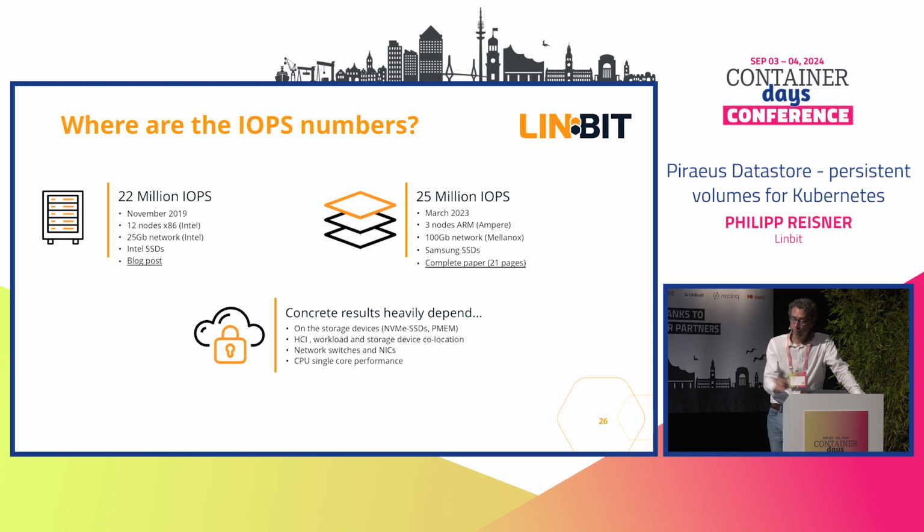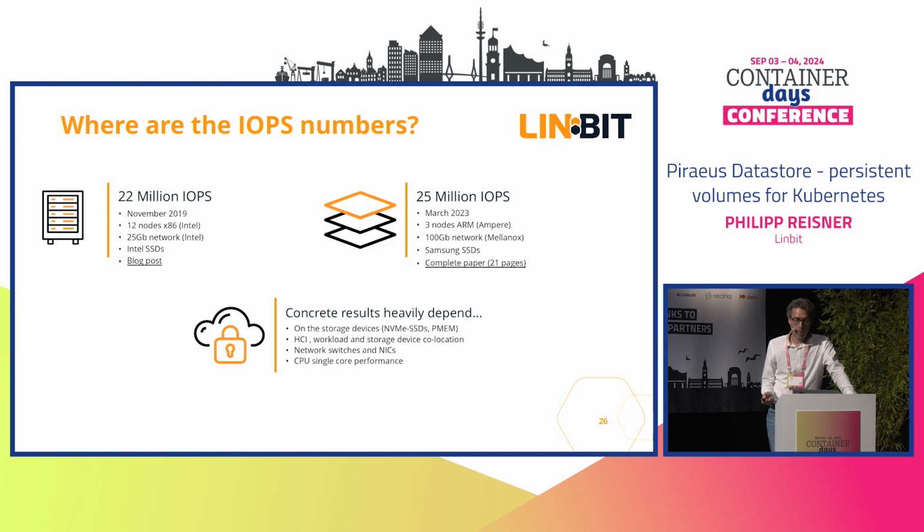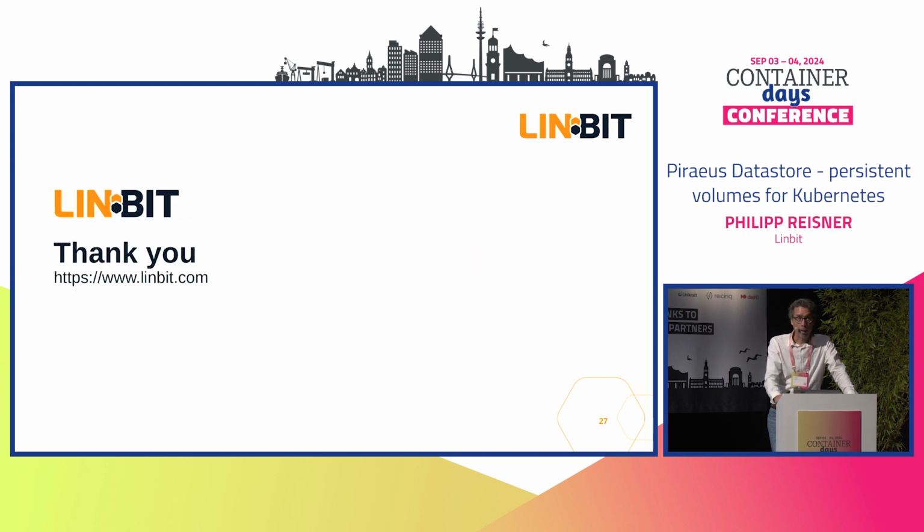And then last year, we got our hands on these 3-node ARM machines. And you see more IOPS with fewer nodes. This is why I'm saying it changes every year. I linked the papers and results and all that. And that is basically my presentation. I hope you have some questions to fill the last 5 minutes.